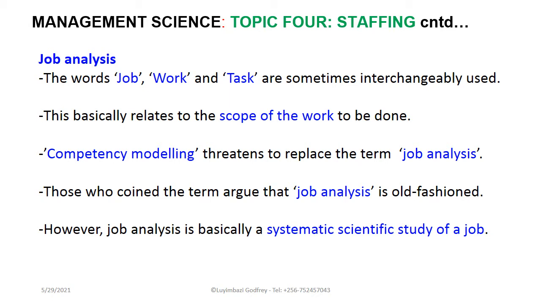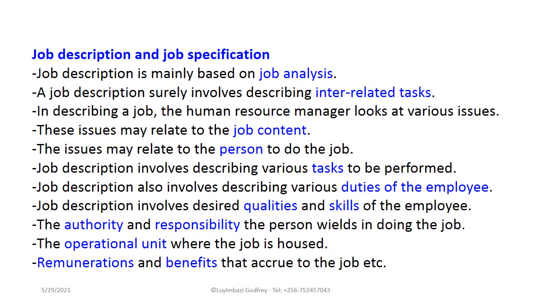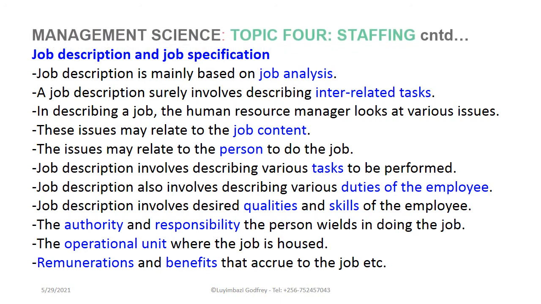Now, if the job is analyzed very well, then we shall get the right people to do the job. But if the human resource manager fails to analyze the job very well, or if the job is analyzed poorly, if the analysis is poor, then we may end up getting a wrong person to do the job. In our next slide, let us look at job description. Slide number 4 looks at job description and job specification.